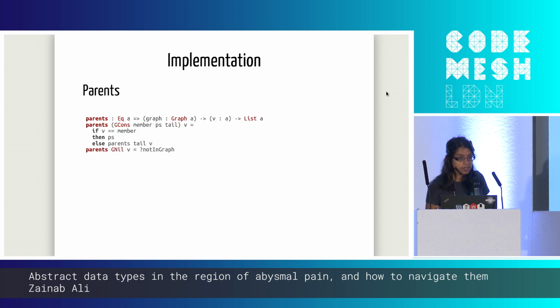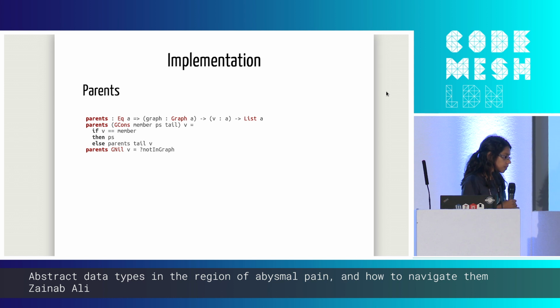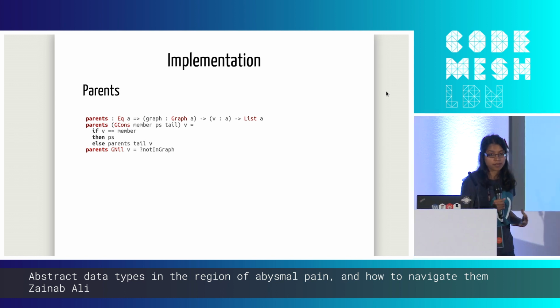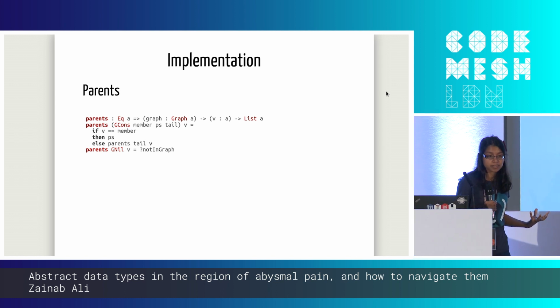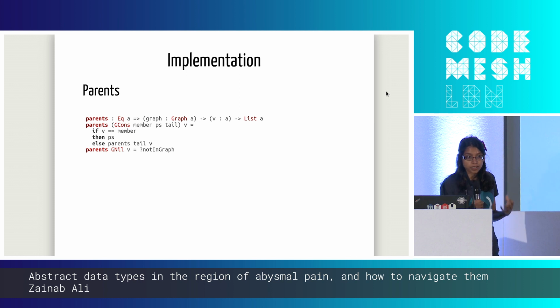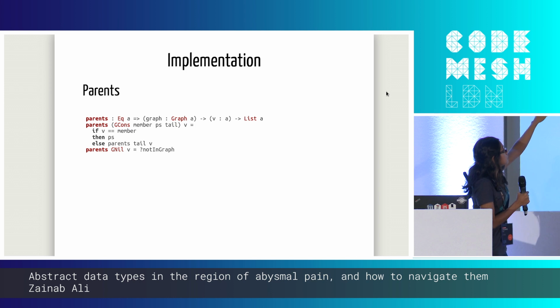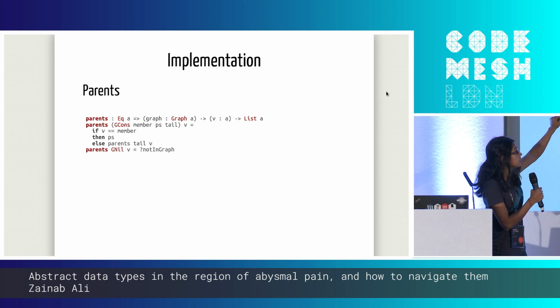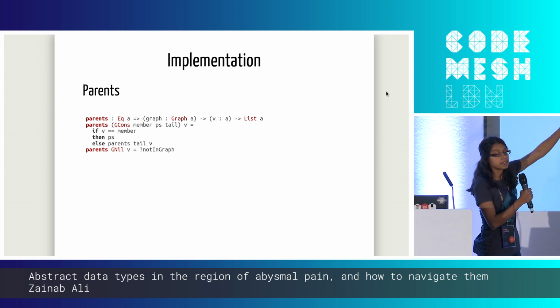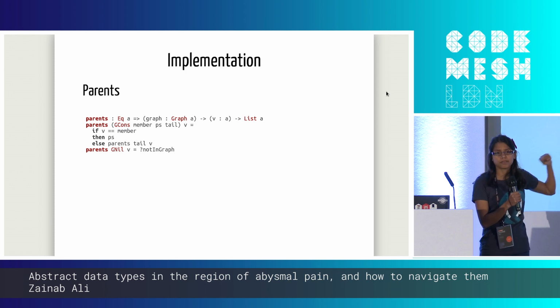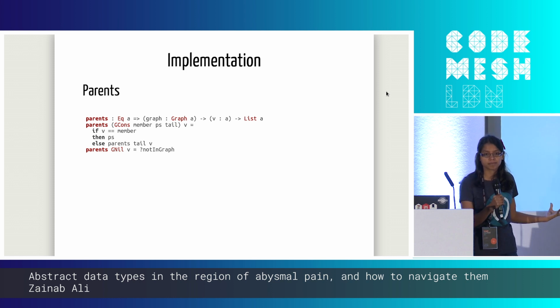Now we need to work on traversal. So for traversing my graph, I need two functions. I need a function for parents and a function for children. Let's try and work on a function for getting the parents of a vertex. Okay, so my parents function, given a graph and a vertex, should return a list of all the parents of that vertex, right?